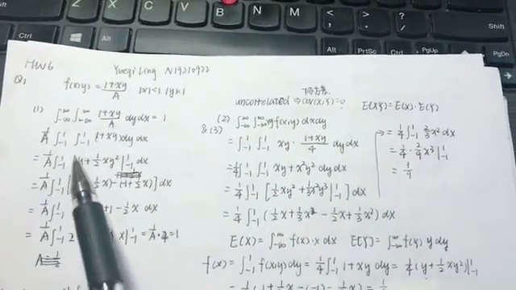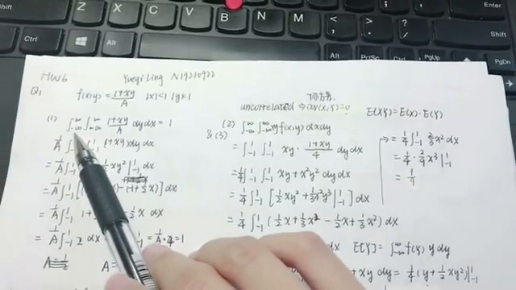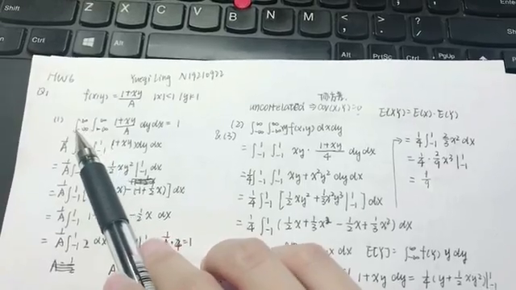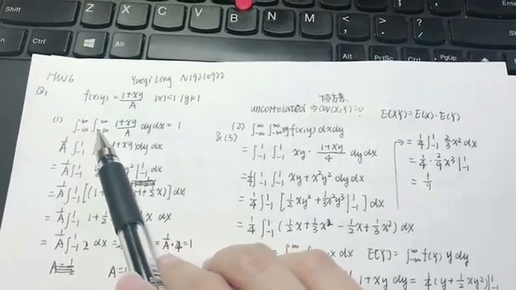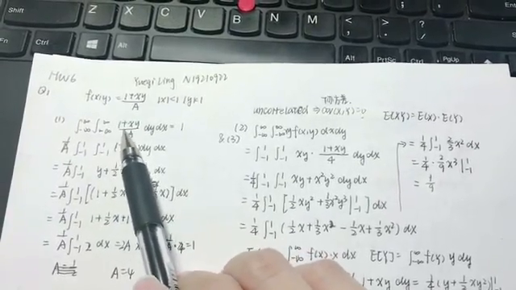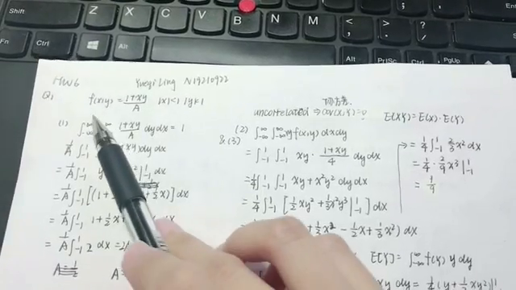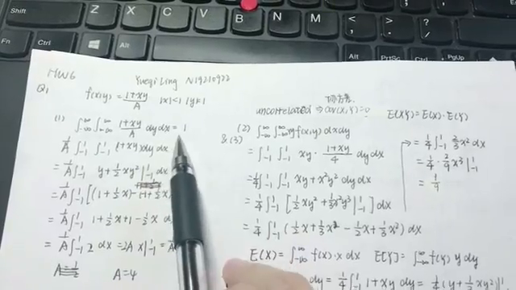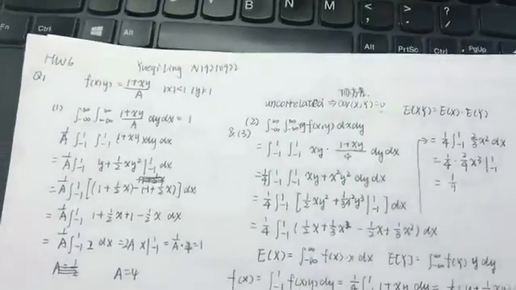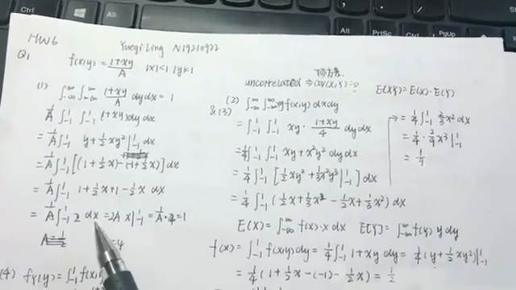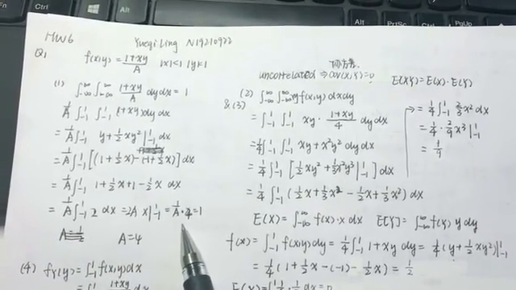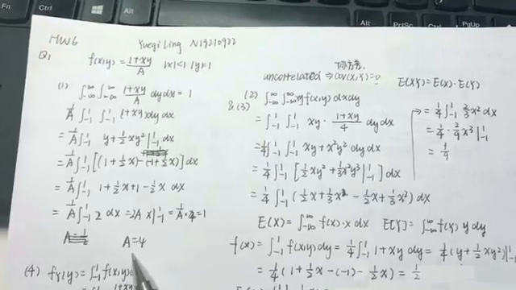According to the definition, that is the integral from minus infinity to infinity of the little fxy dy dx will equal 1. And easily we calculated it, we can get the final answer, that is A equals 4.